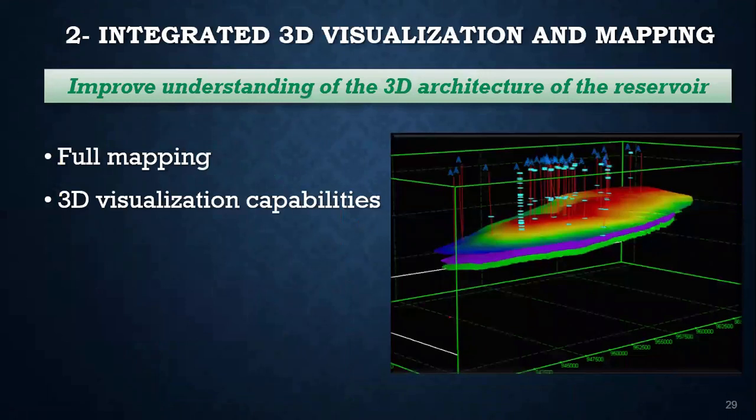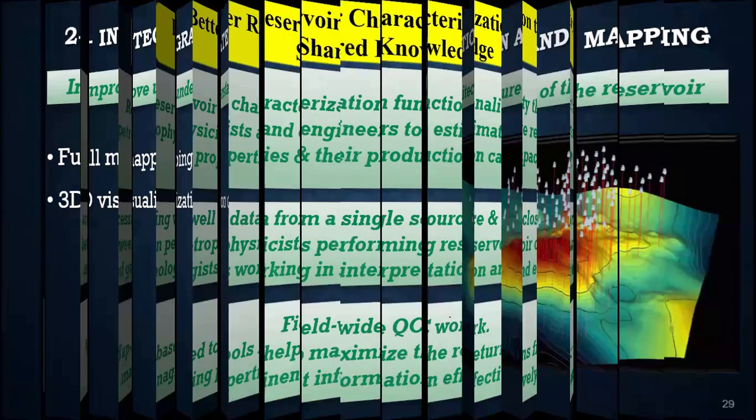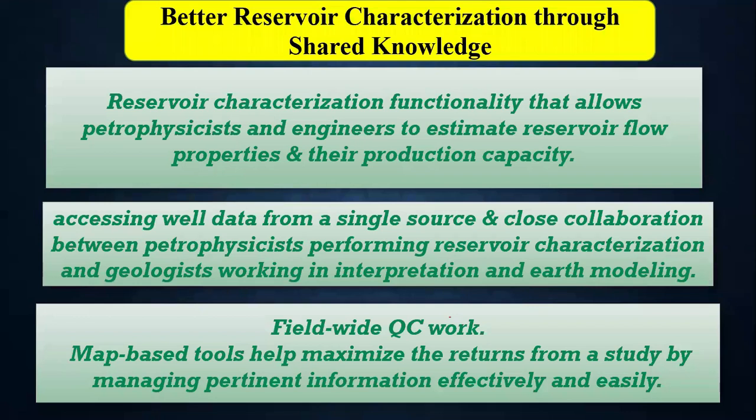The integrated 3-dimensional visualization and mapping improve understanding of the 3-dimensional architecture of our reservoir. Better reservoir characterization through shared knowledge: the reservoir characterization functionality allows petrophysicists and engineers to estimate reservoir flow properties and their production capacity, accessing well data from a single source, with close collaboration between petrophysicists performing reservoir characterization and geologists working in interpretation and earth modeling. Field-wide quality control work.